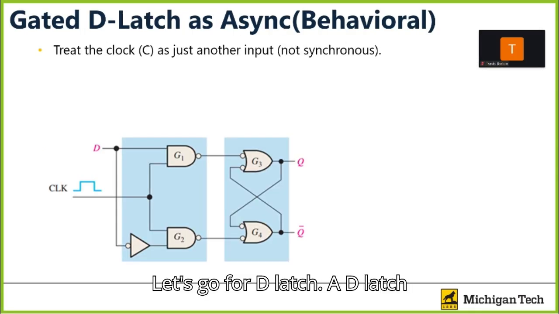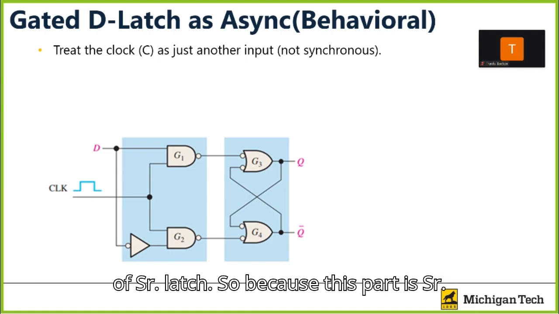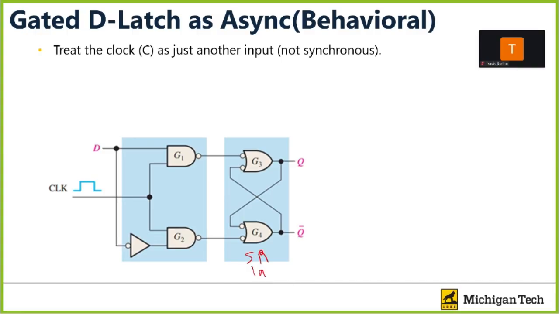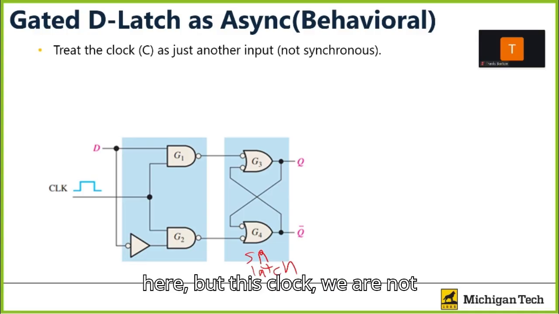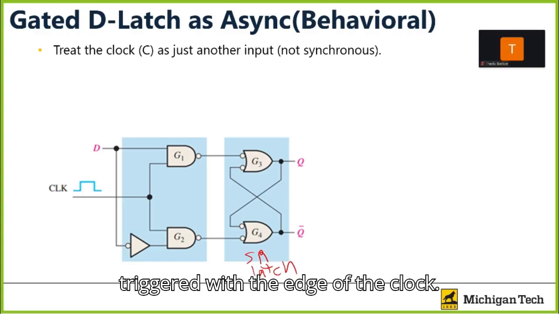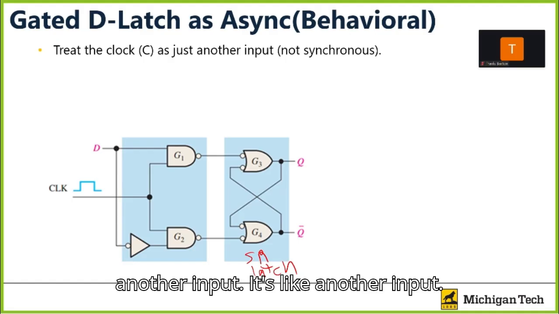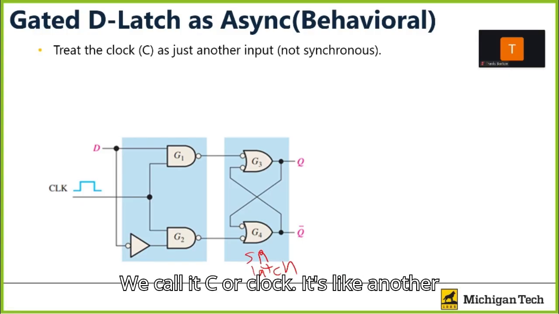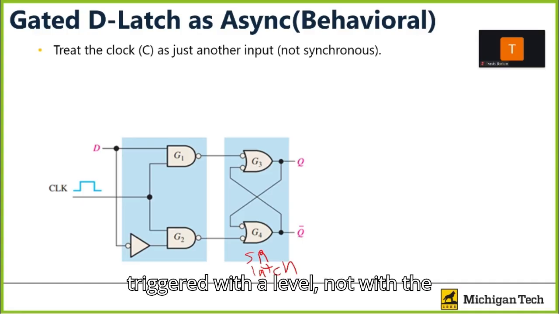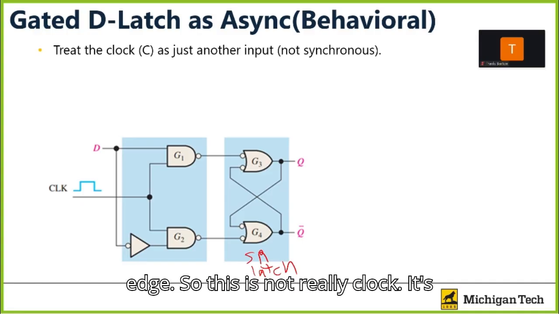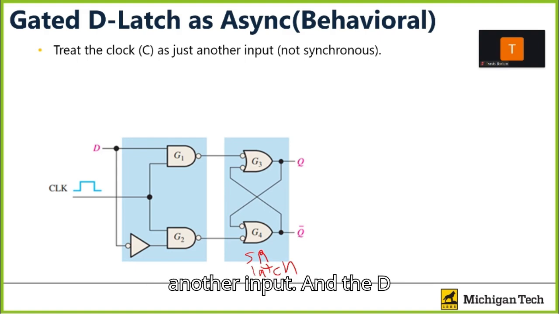Let's go for the D-latch. The D-latch is the simplest form of the SR latch, because this part is an SR latch. In the D-latch we have a clock here, but we are not triggering with the edge of the clock. We consider the clock as another input, which we call C, or clock. It's like another input because we are triggered with the level, not with the edge. So this is not really a clock, it's another input.